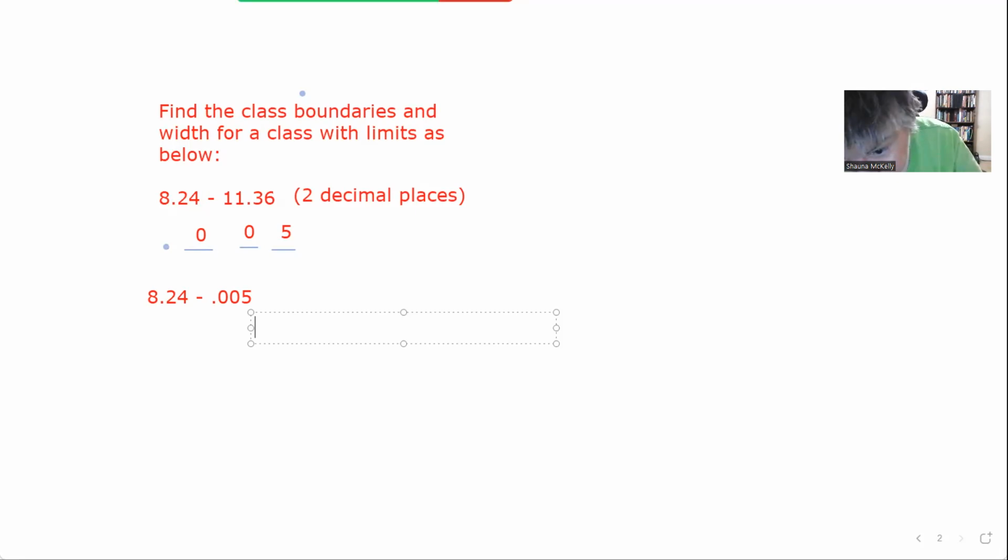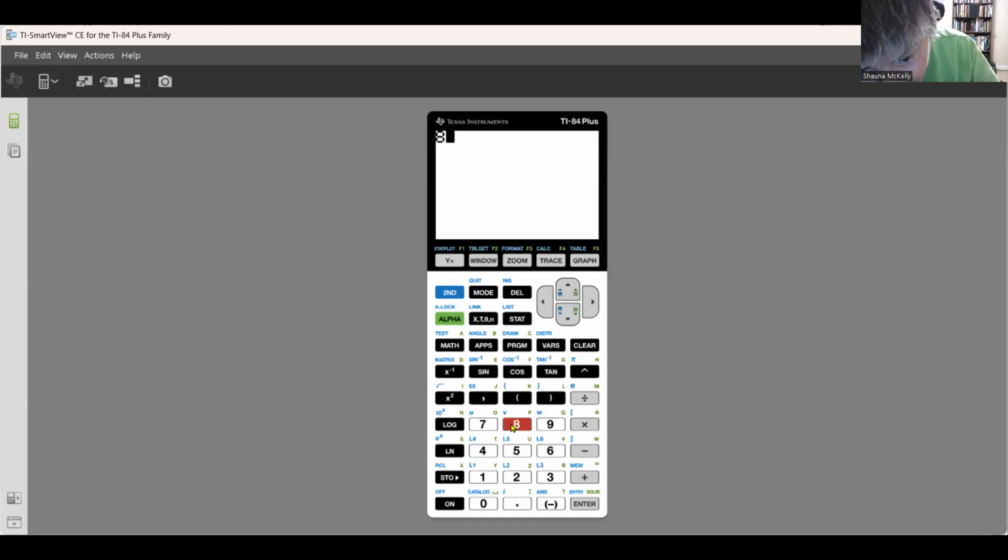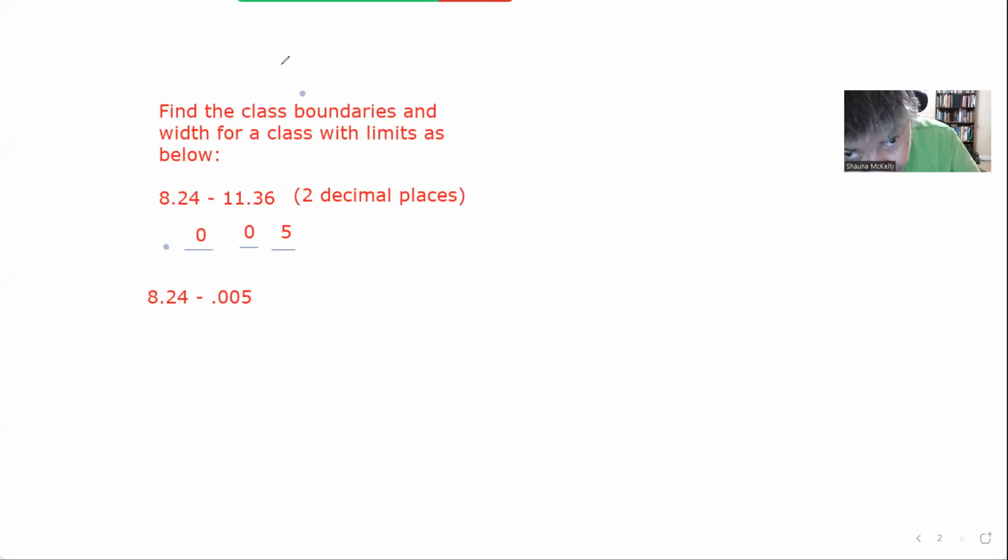So we have 8.24 minus 0.005. Again, the 0 in front is optional, but you need 3 places behind the decimal point. This is 8.235. Okay. Now that's your lower limit. So we're going to put it on the whiteboard. This is 8.235.